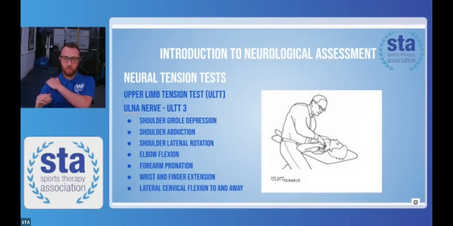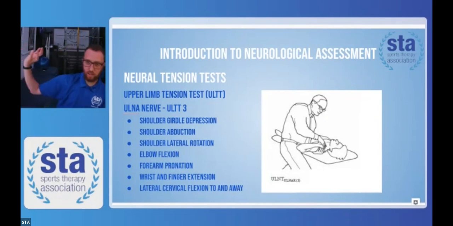Shoulder girdle depression, abduction, lateral rotation, elbow flexion, forearm pronation. So you're now in that position, and your hand is facing away. Wrist and finger extension. So you're now in that position. And then you abduct until you get up to here.